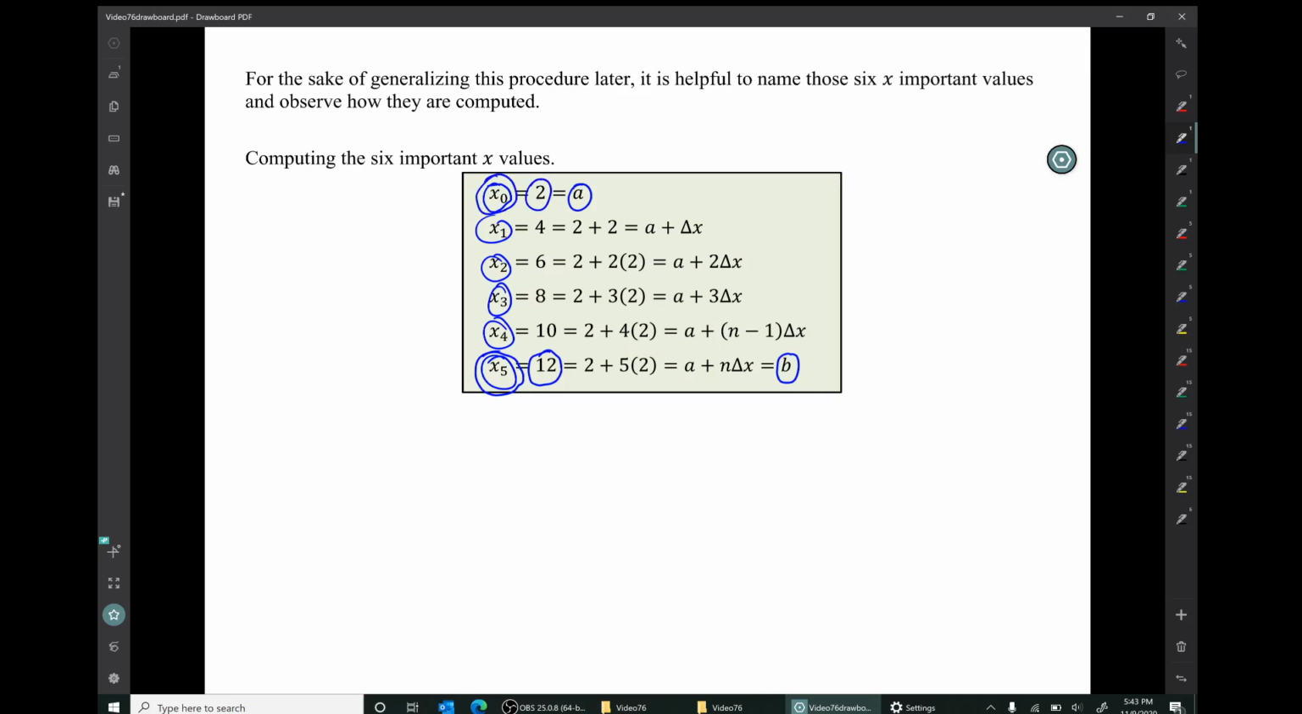All those other x values in between have their names. x3 is the number 8, for instance. And you can see how they're computed. You just start by assigning x subscript 0 to be the value of a. And then you just add delta x. So 2 plus delta x would be 2 plus 2. That gives you 4. That's the next endpoint. And then 2 plus 2 delta x, that is 2 plus 2 plus 2 gives you 6. So that gives you the x-coordinate of the next endpoint.